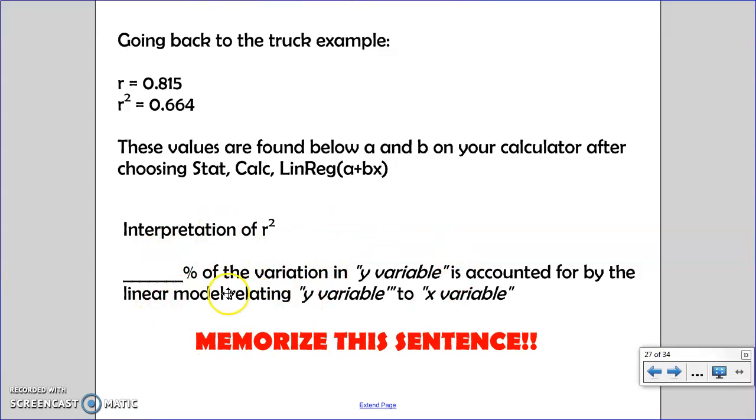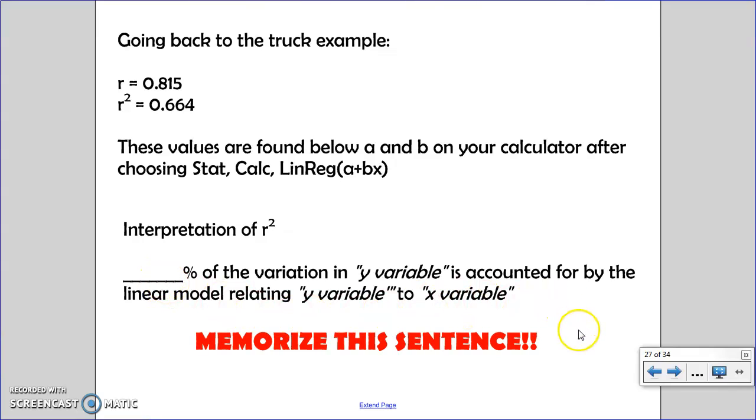This is yet another sentence that you need to memorize and make sure that you can create, which talks about what r squared is describing. So here we would fill in for the truck example this 0.664. So in the truck example, 66.4% of the variation in our y variable, which for us was price, was accounted for by the linear model that we built that was relating price to miles driven.